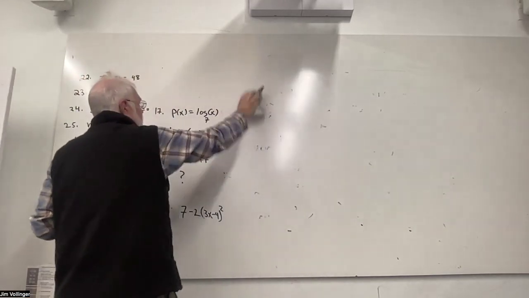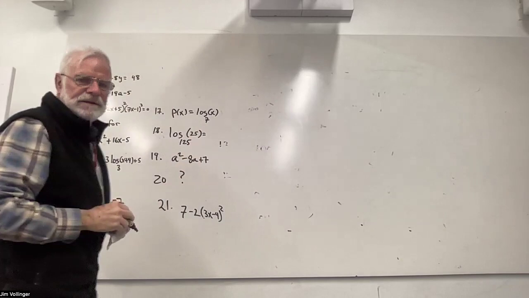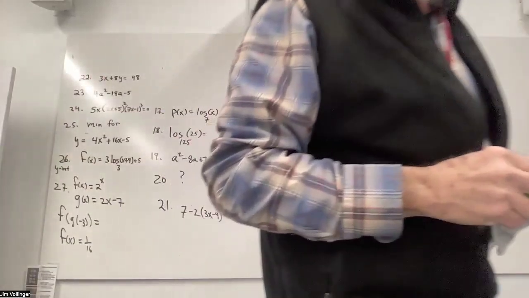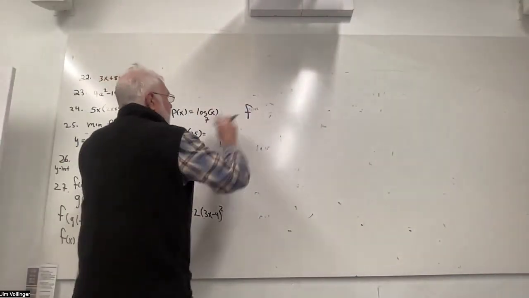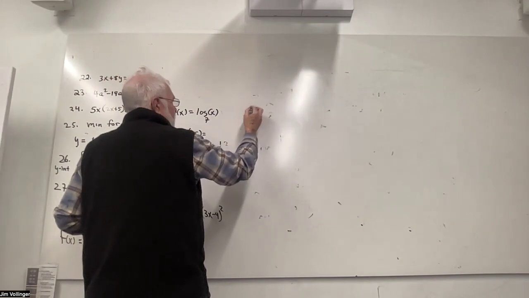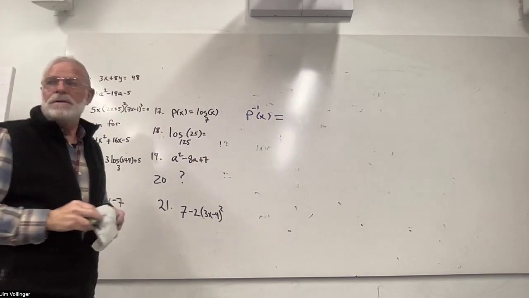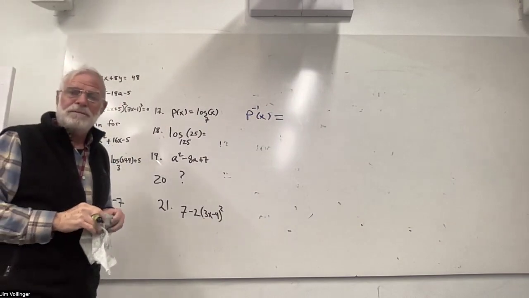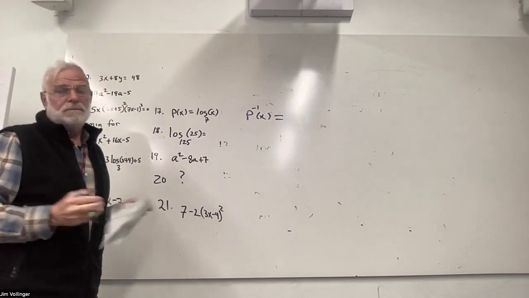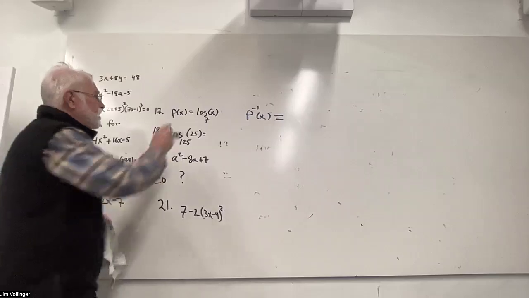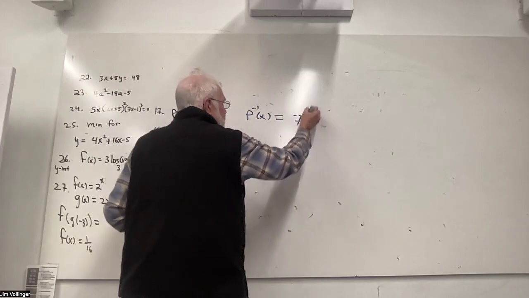Number 17. P of x equals log base 7 of x. Find the inverse. Okay, so what's the inverse? Not f, because it's p of x. P inverse of x. If you're pausing the video, you'll hear me say in class repetitively: what's the inverse of exponentiating? Logarithmic activity. What's the inverse of logarithmic activity? Exponential activity. So this is 7 to the x.